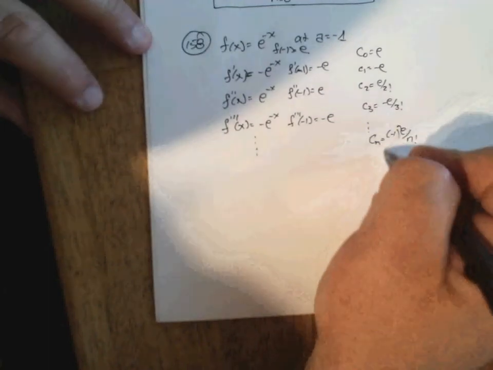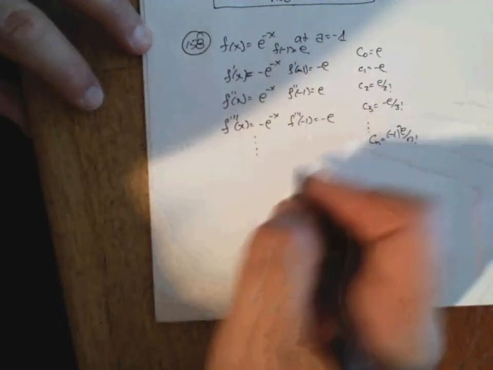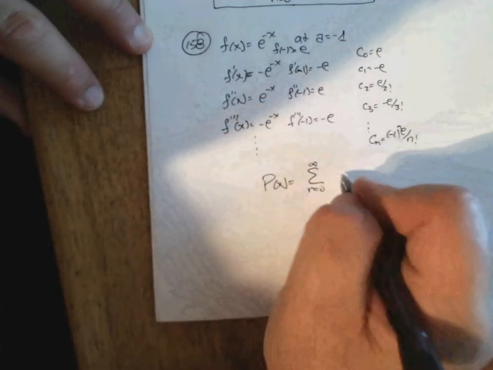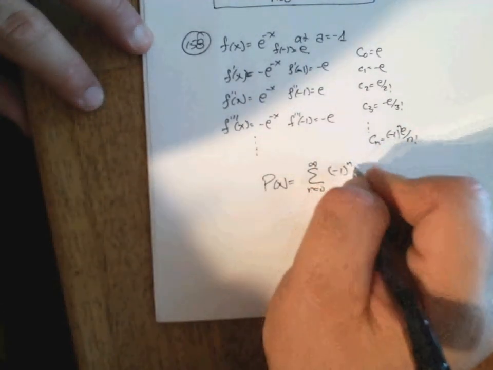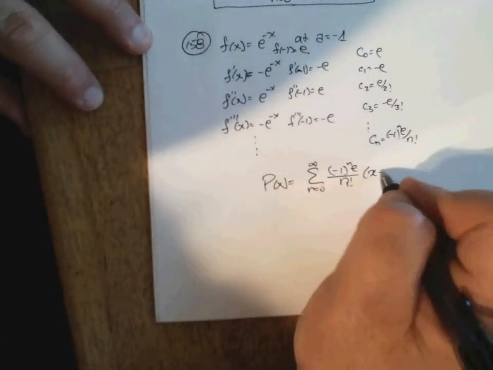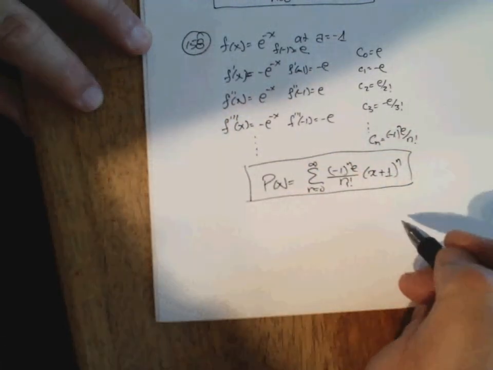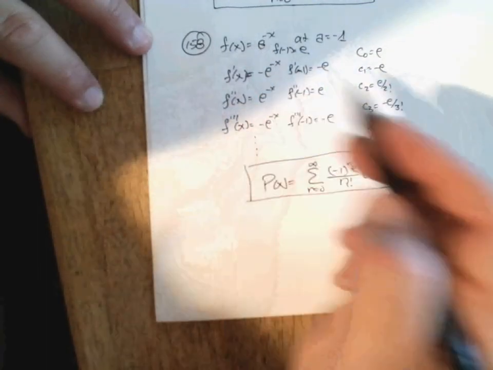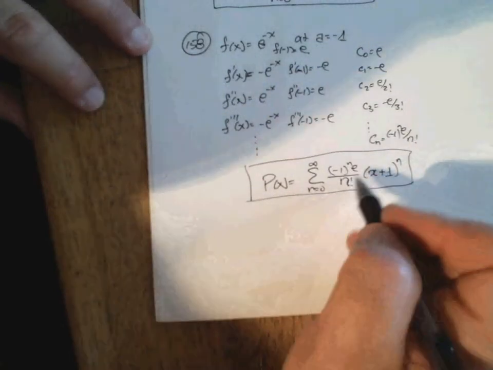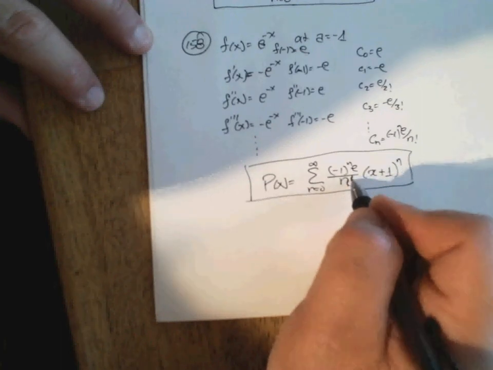So C sub n is going to be an e divided by an n factorial, and then we have to adjust the sign by using this power, -1 to the n, multiplying it. So the even ones are positive, the odd ones are negative. And so there you have your coefficients. And then the rest of it, of course, is x minus a, which is x plus 1, to the nth power. There's your Taylor series for this function. This exponential function has this infinite power series representation.